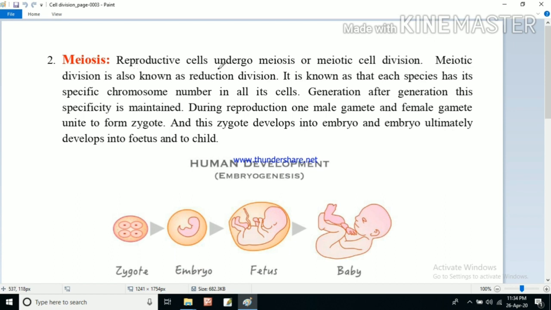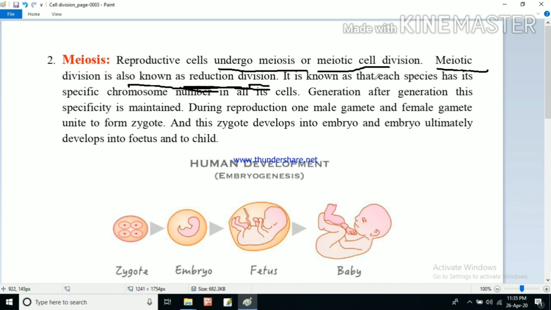Reproductive cells undergo meiosis or meiotic cell division. We had reproductive cells or the germ cells. Germ cells undergo meiosis or meiotic cell division. We had already discussed that body cells undergo mitosis and reproductive cells or germ cells undergo meiosis. Meiotic division is also known as reduction division. Mark this line, this is very important. In your exams this question may be asked: which cell division is known as reductional division or reduction division? Meiotic division is also known as reduction division.